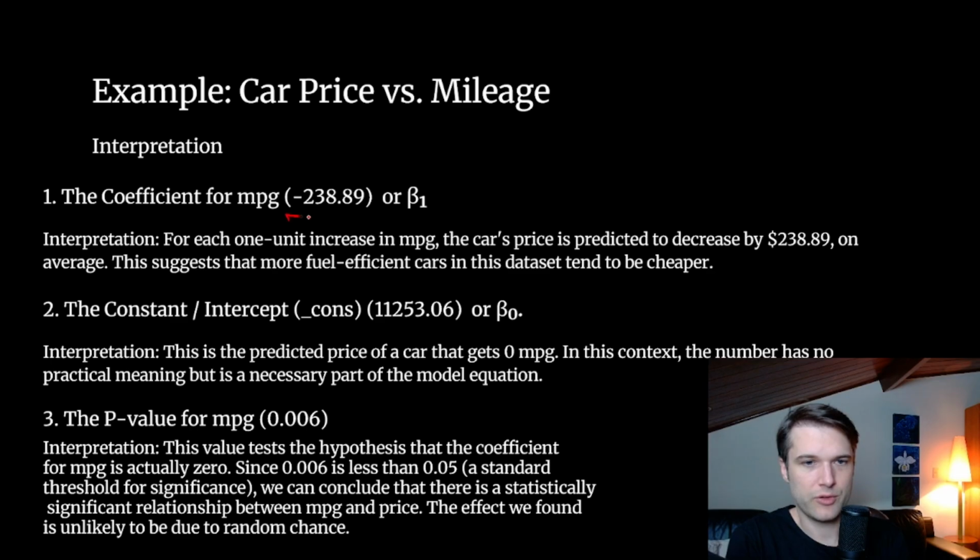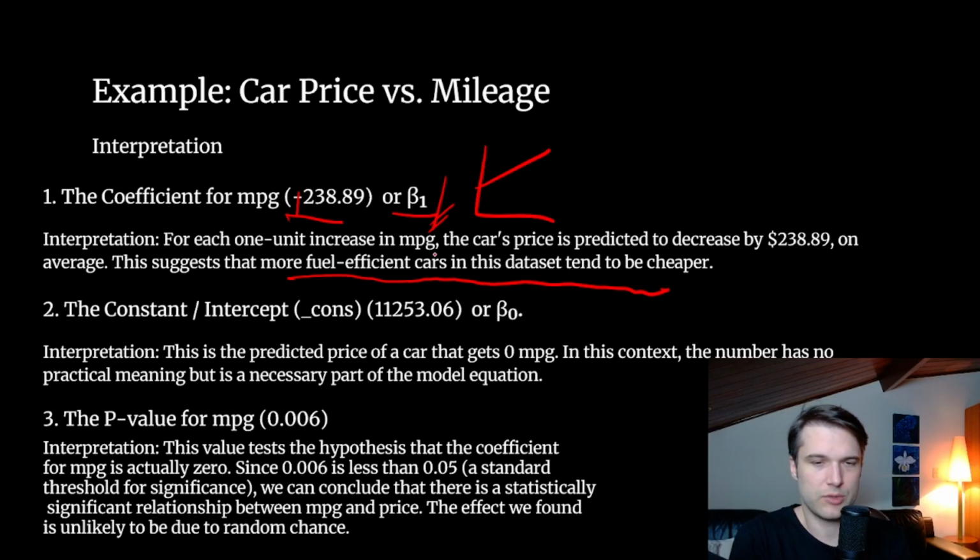Here, there's the interpretation of the coefficients. So a negative coefficient, or that beta 1 in that equation, suggests that more fuel efficient cars tend to be cheaper. If this value was positive, then the line would go up, and we would have a different result from that. The constant is relevant because the p-value is very small.